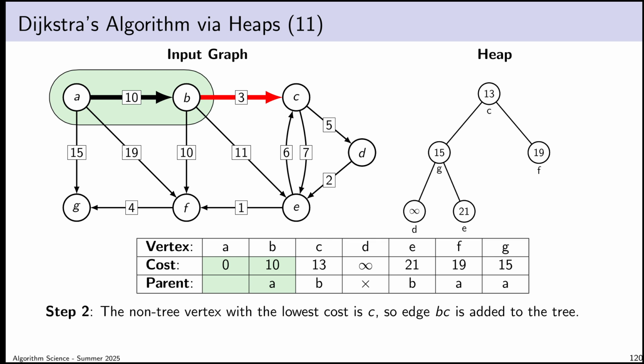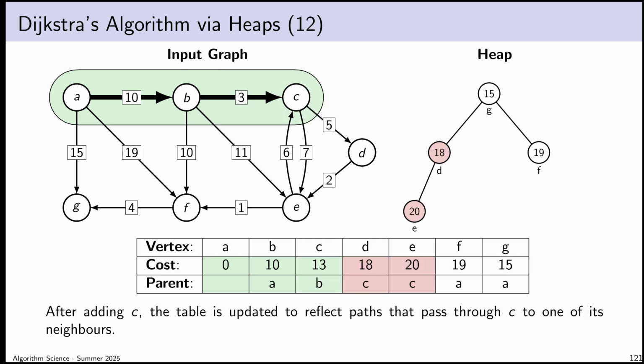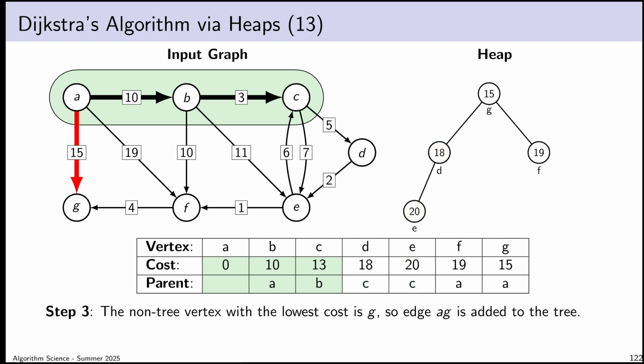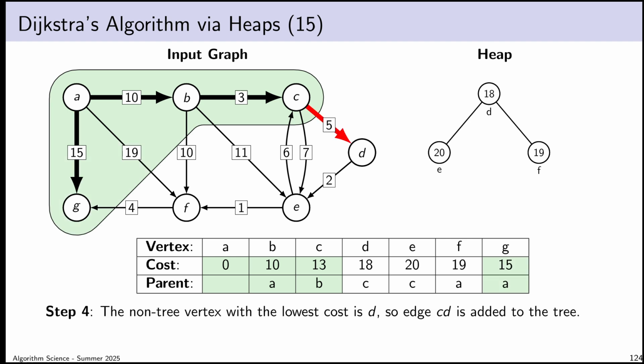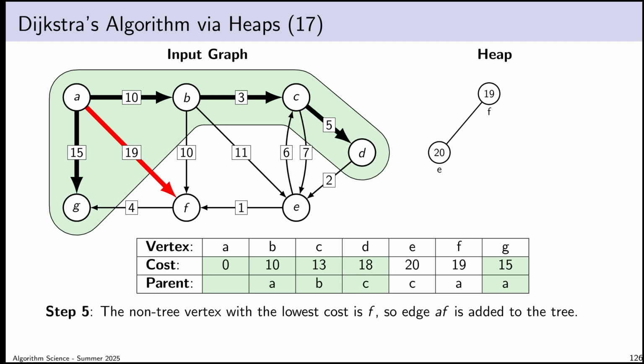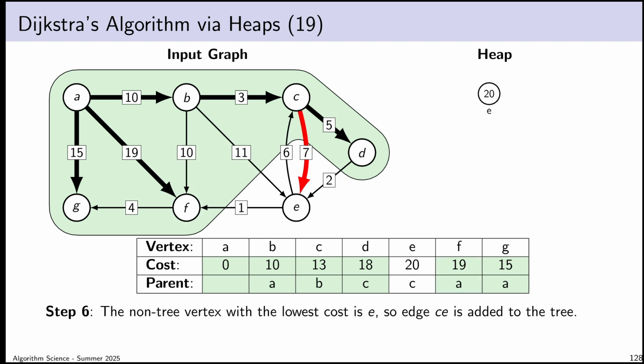All right, now the non-tree vertex with lowest cost is C, so I add edge BC. And we can see our heap getting smaller and smaller here. Then the non-tree vertex with lowest cost is G, so I bring that in. And then the non-tree vertex with lowest cost is D. And then I add F. And then I add vertex E.